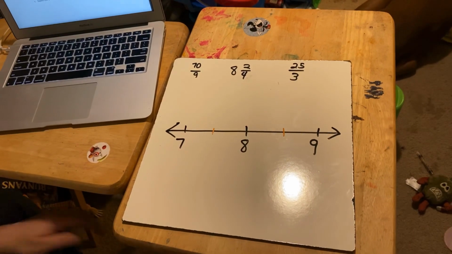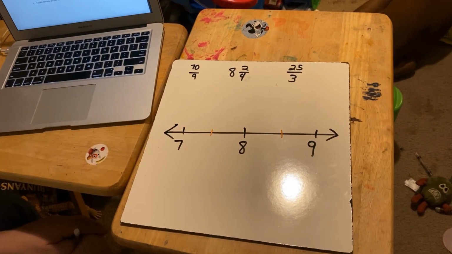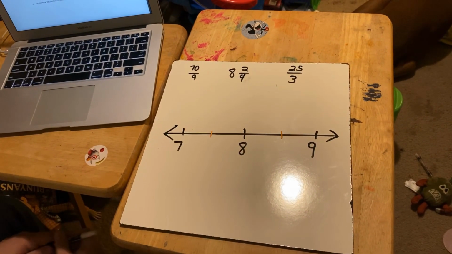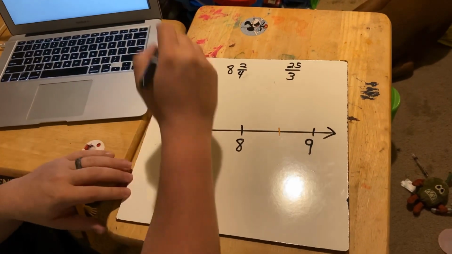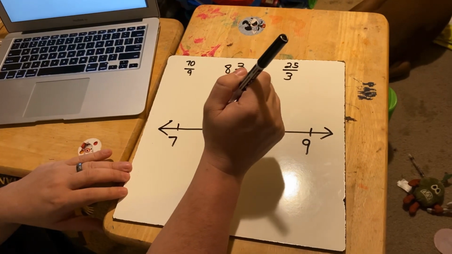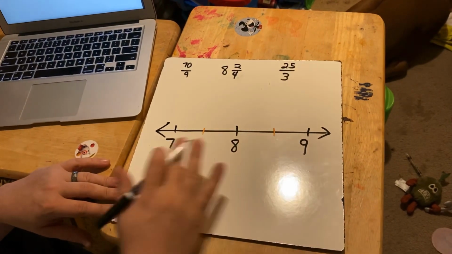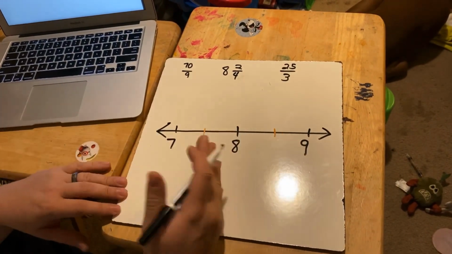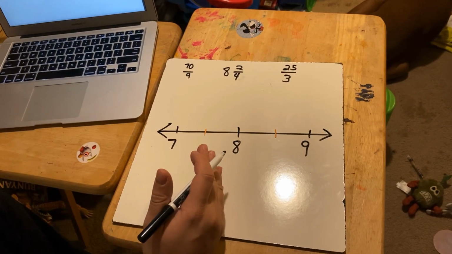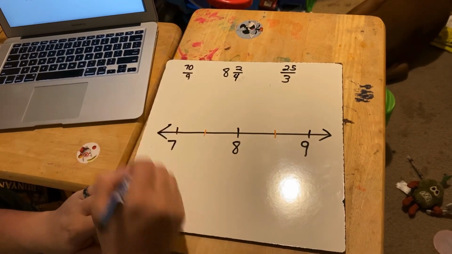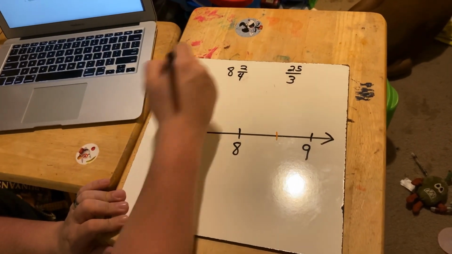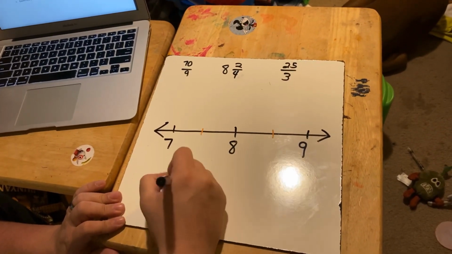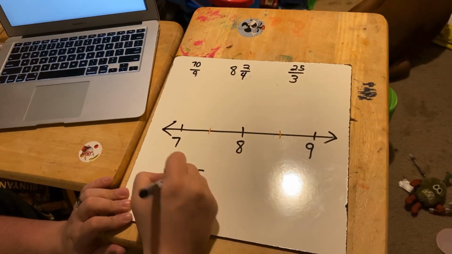Well, now we just need to plot those three fractions at the top on our number line. Let's look. The first one, we've got 70/9. That's kind of funky because I don't have this divided into ninths all the way from 0 to whatever. So I'm going to solve this the same way we did before. Using the cowboy method, this is 70 divided by 9.